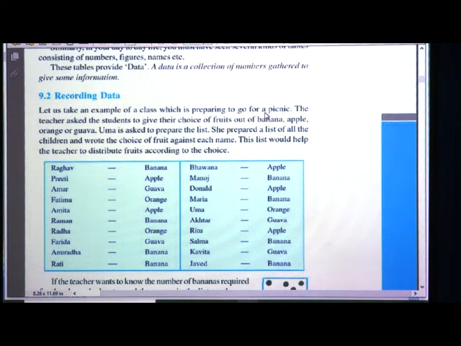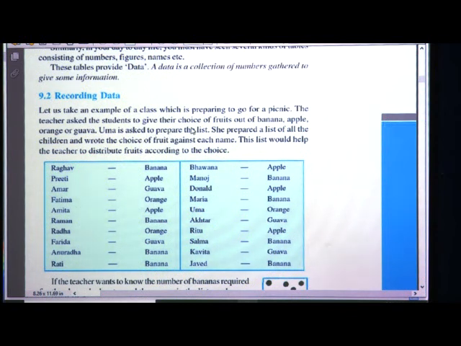The teacher asked the students to give their choice of fruits out of banana, apple, orange or guava. Okay? So there are a few fruits and the teacher is asking them to choose, whichever fruit they like, they need to tell to the teacher. Okay, what are the fruits here? Banana, apple, orange or guava. Okay, out of these the teacher told them to choose the fruits.